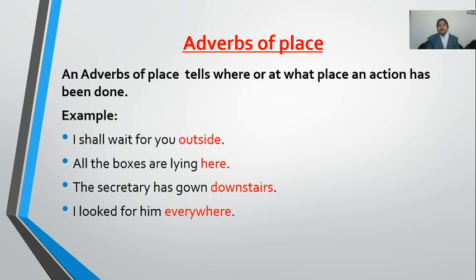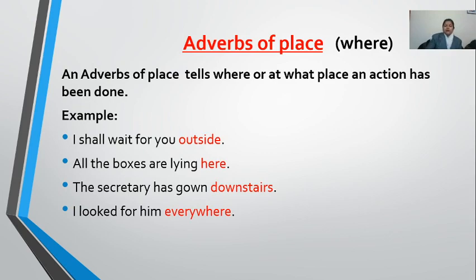The secretary has gone downstairs. Gone where? Downstairs. So downstairs is your adverb of place. Clear? Next, the last one is, I looked for him. Looked where? Everywhere. So here everywhere is your what type of adverb? Adverb of place. And which question word am I using to find out my adverb of place? Where. Okay. So what is an adverb of place? An adverb of place tells where or at what place an action has been done.